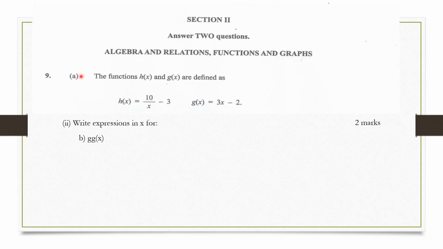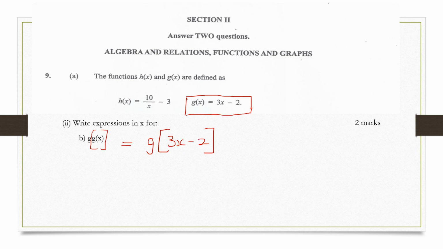So here we have 9a part 2. Write expressions in x for h of g of x. So we are looking at this function, g of x is equal to 3x minus 2. So this is a composite function, so we will work out the inside first, the g of x, which is equal to g of 3x minus 2. So this becomes our x. This is my x here now.